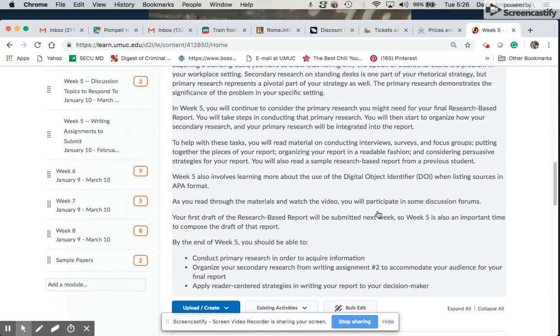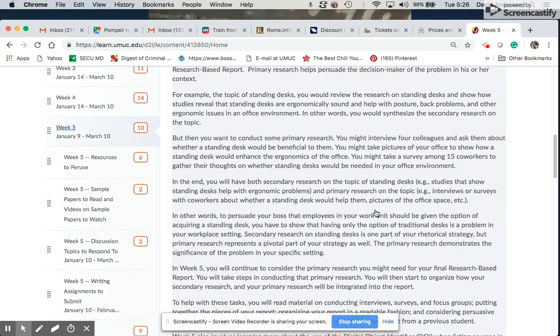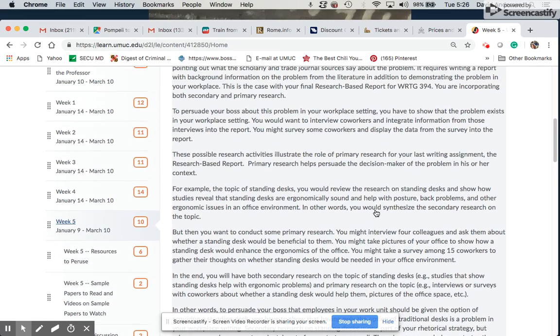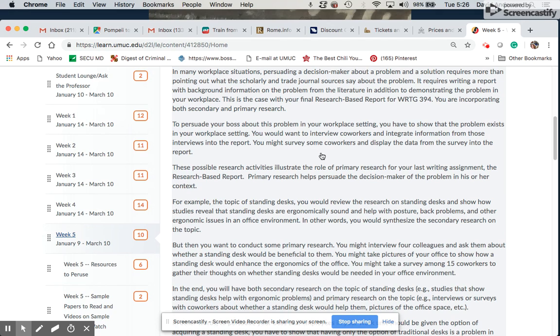Notice this quick introduction, which is actually very lengthy, into week 5. I recommend you read this several times, because the really important part, the fundamentals of week 5, is considering how you will distribute, collect, and then integrate primary research into your research-based report.